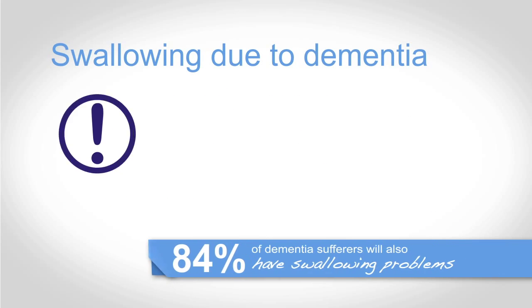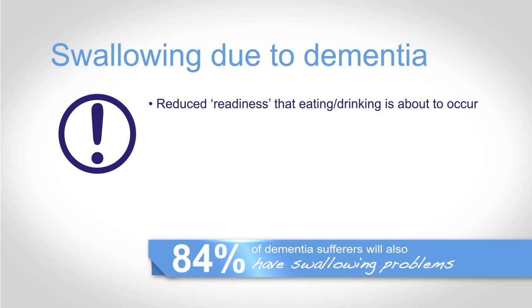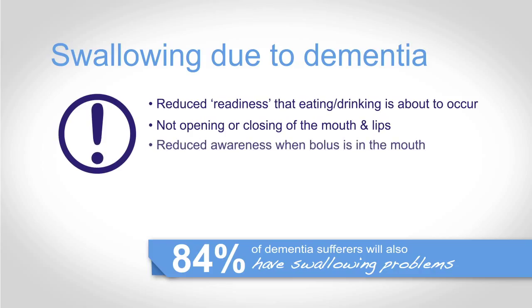Swallowing due to dementia. Problems can include a reduced readiness that eating or drinking is about to occur. This can lead to patients not opening their mouth or not closing their lips over the spoon. Also, they can have a reduced awareness when a bolus is in their mouth, leading to holding.